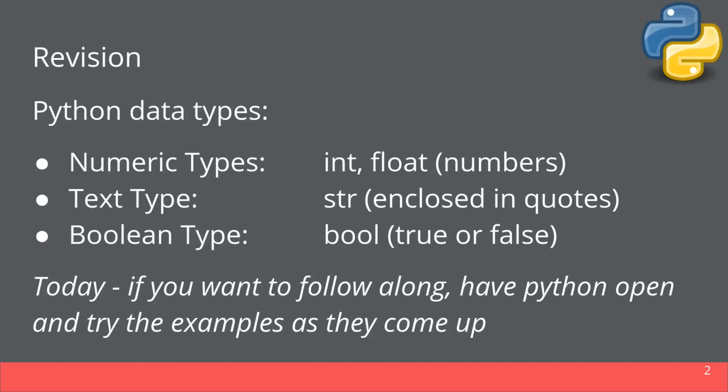Python has some different data types, and that's how Python treats particular data that's saved in its memory. So for example, we have numeric types like integers and floats. Floats are just numbers with decimal points in them. We have text types, strings that are enclosed in quotes, and we have Boolean types that are either true or false. So if you want to follow along with the examples today, that's absolutely fine.